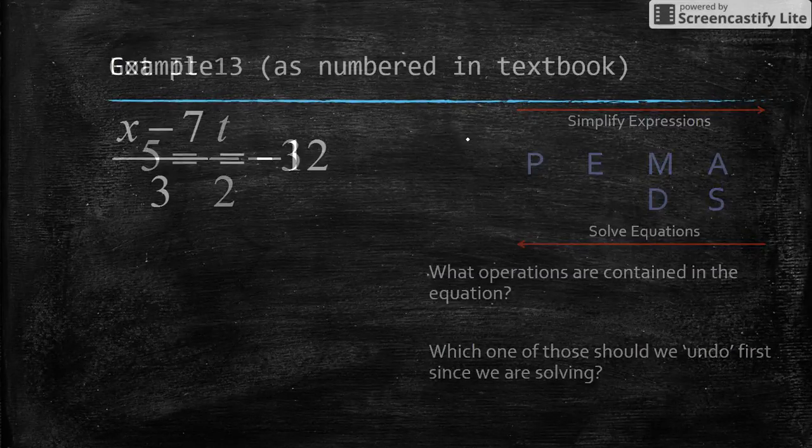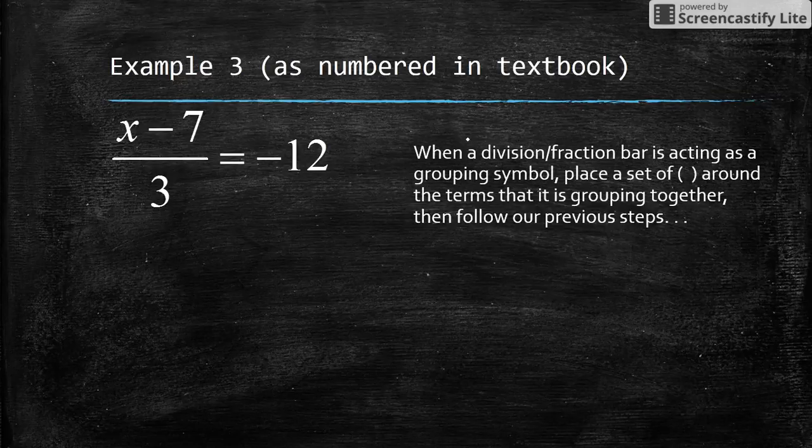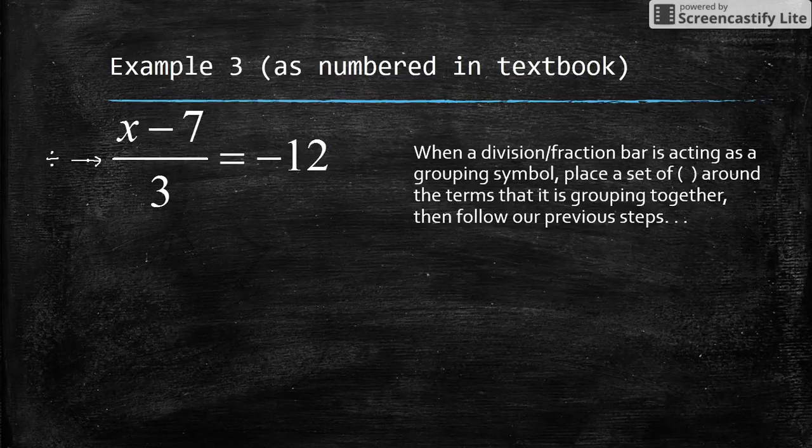Okay, moving on. I have got another example problem. So in this one, this is a little bit different. When you have a division or a fraction bar that's acting as a grouping symbol, what I mean by that is this fraction bar actually means divide. But the thing is it's separating the whole entire x minus 7, this expression x minus 7, from the 3. So it's dividing that whole expression by 3.